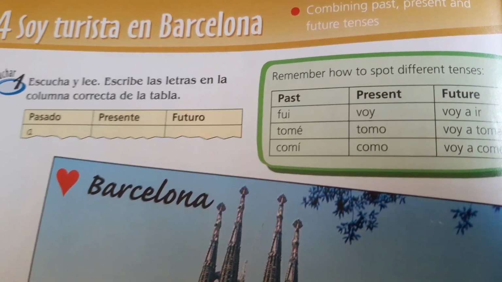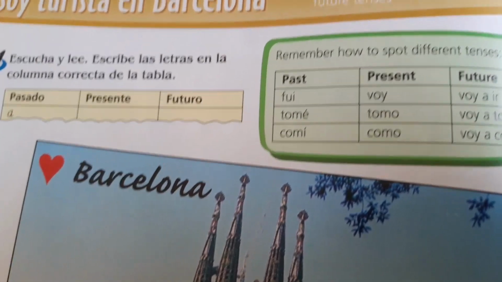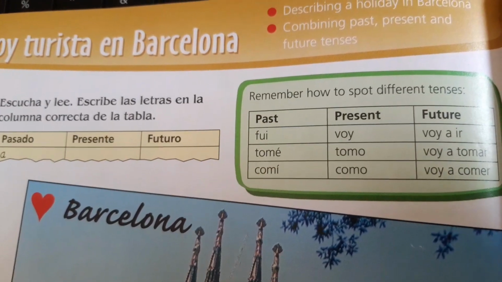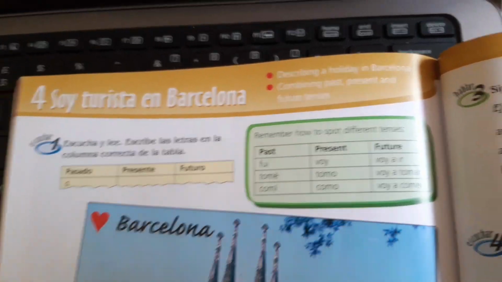Fui was a wee irregular verb, if you remember, girls. It didn't follow the rules. It was a wee bit banjaxed. It didn't want to follow the rules. But it was fui, fuiste, fue, fuimos, fuistes, fueron. And you've got notes of that in your grammar book.